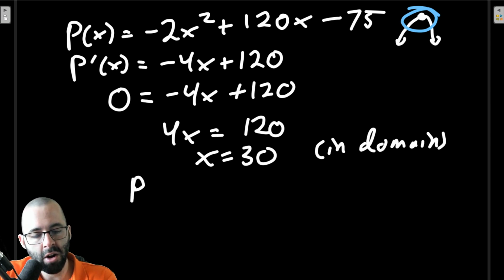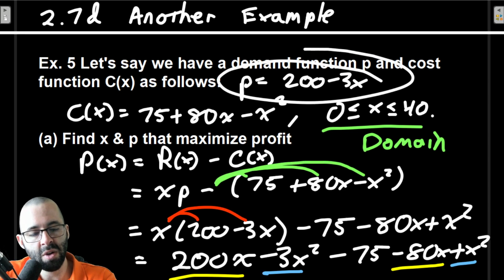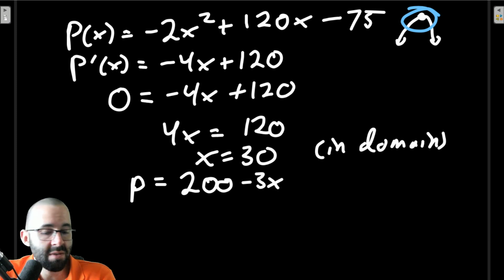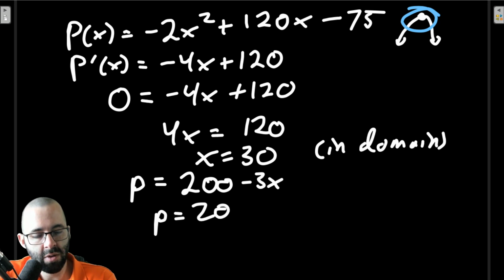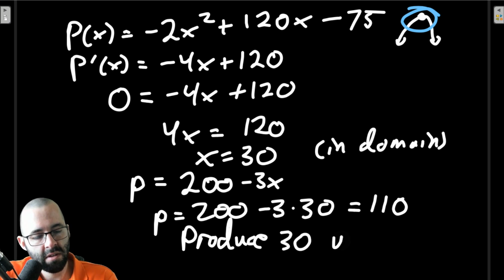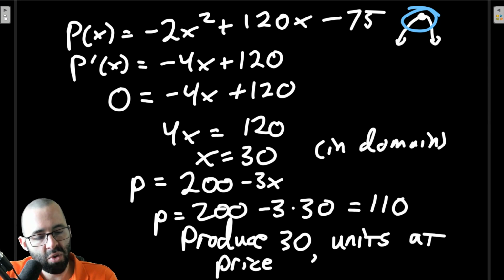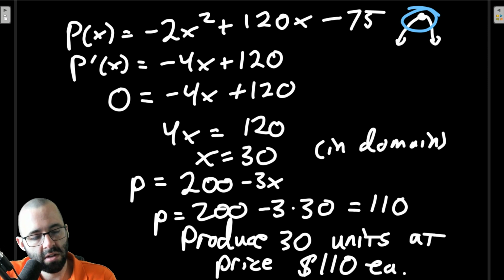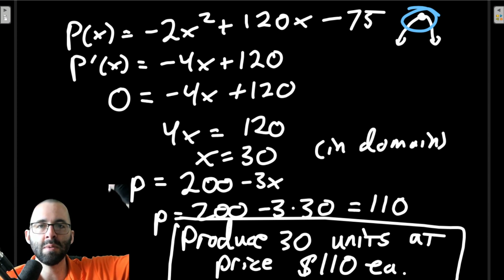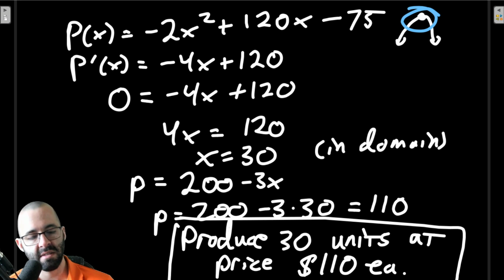So we just have to plug this into our demand equation. Our demand equation is 200 minus 3x. So to find out what the corresponding price is, we just plug in 30. All right. So that's going to be 200 minus 3 times 30. 200 minus 90 is 110. So we need to produce 30 units and we're going to sell them at a price of $110 each. That will maximize our profit. So finding that sweet spot where revenue is as big as possible and cost is as small as possible, that balance is what we do. That's part A.